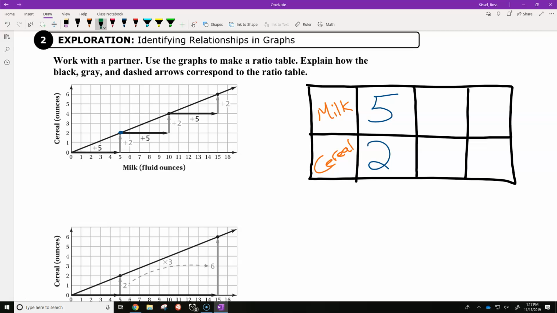So if you said 5 to 0, then cereal would always be 0. It means we don't have any cereal. Because if 5 milks equals 0 cereal, 10 milks would equal 0 cereal, and so on. We keep adding by that. If you said 5 to 1, how did you get 5 to 1? Where's it at on the graph?